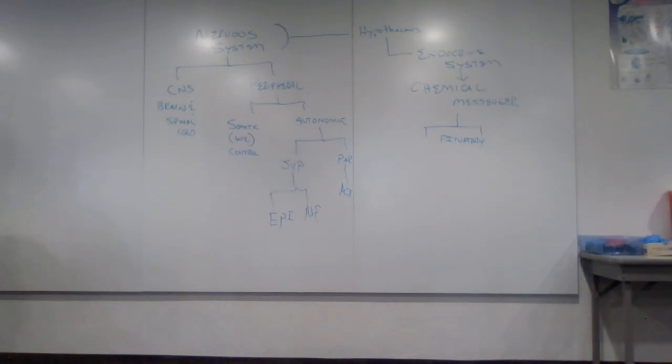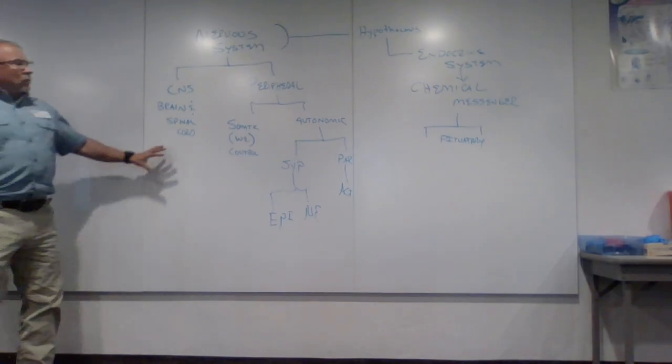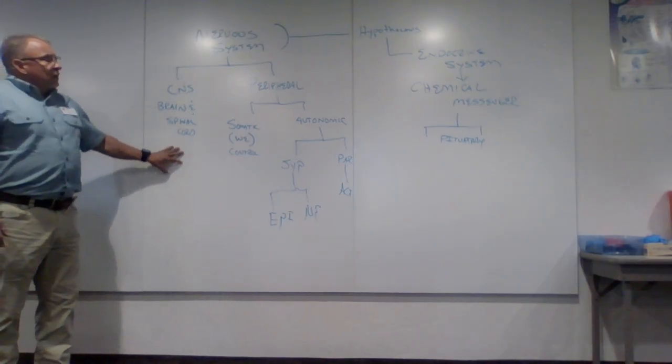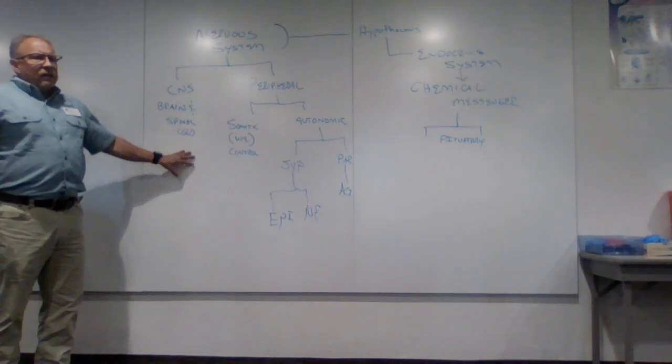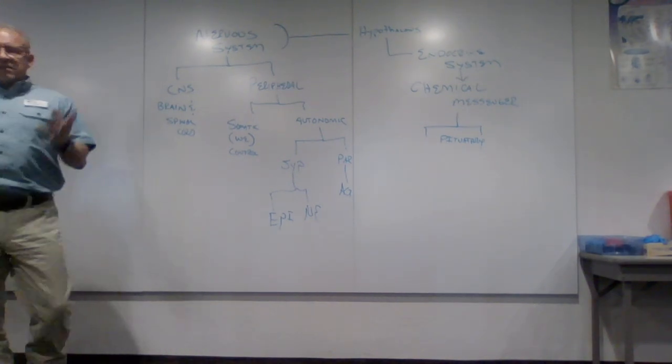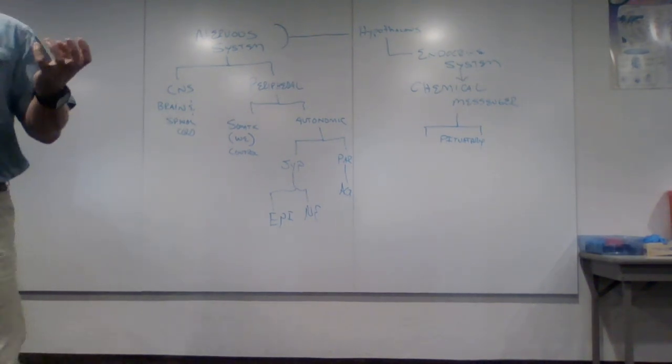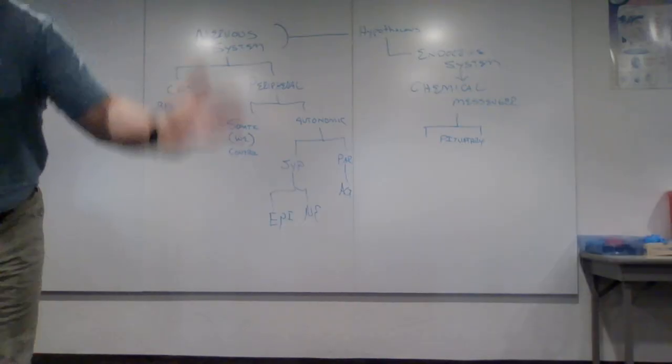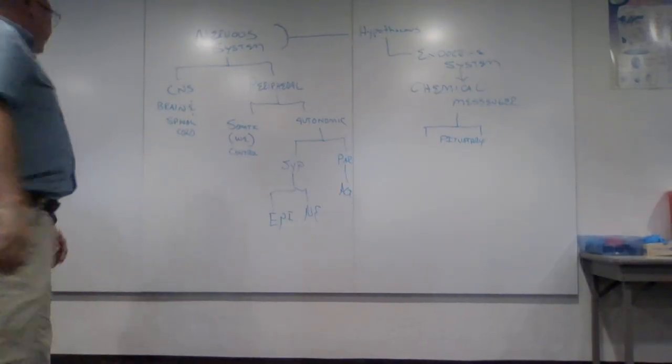All right. So, kind of the chemical side and electrical side. There's two parts of the nervous system. There's the chemical side and there's the electrical side. They work together to maintain homeostasis. Y'all are getting there.